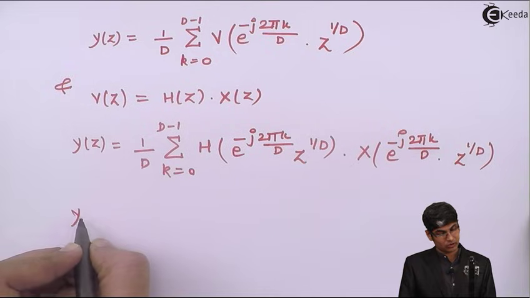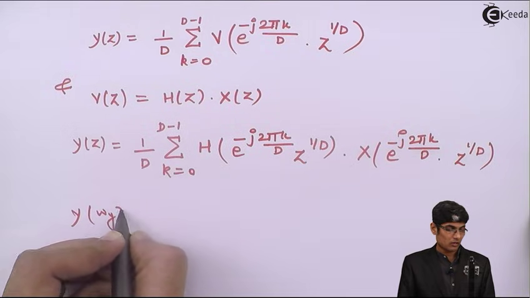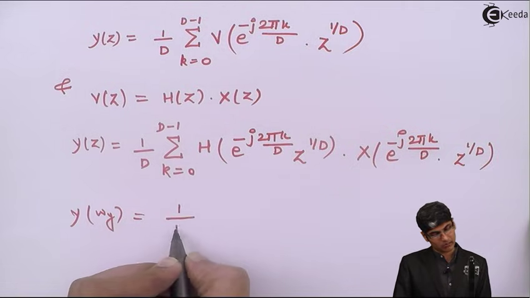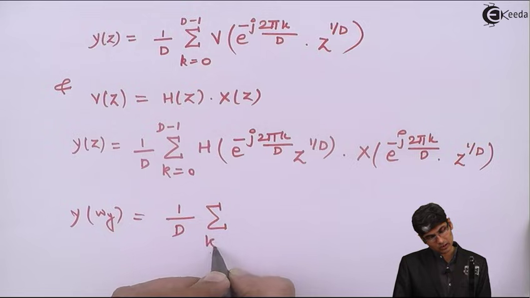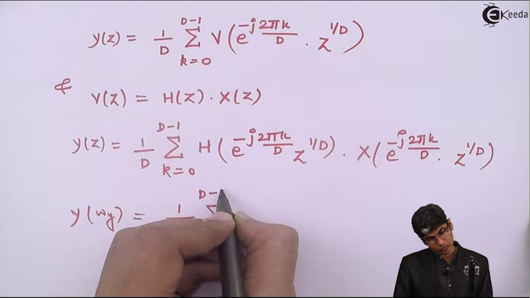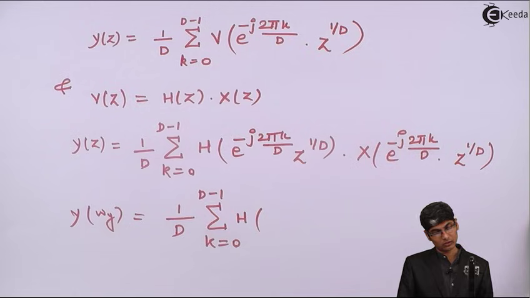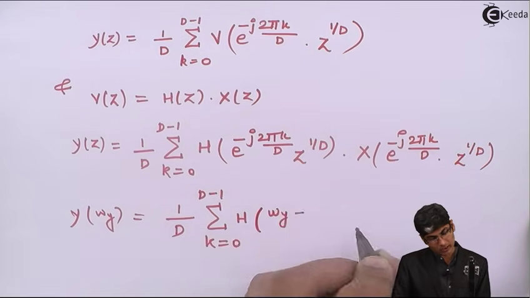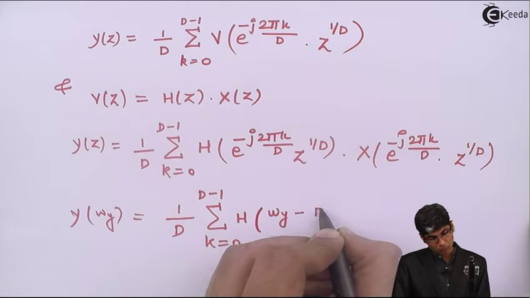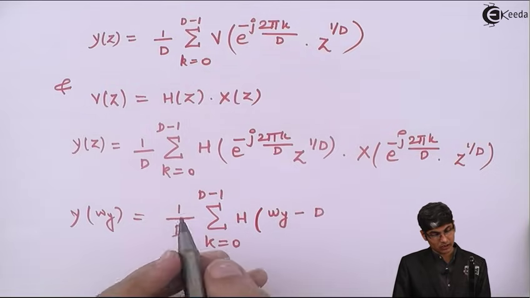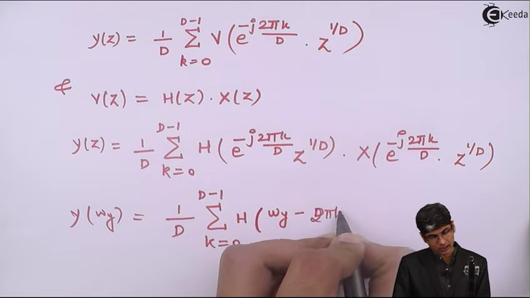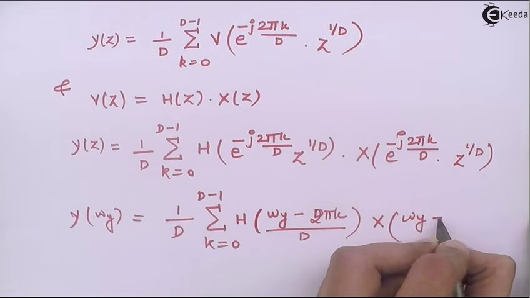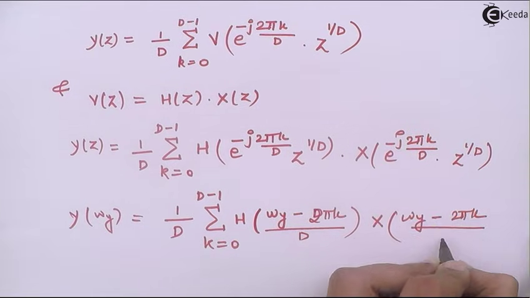Then if you substitute z is equal to e raised to j omega y, you are going to get 1 over d summation k goes from 0 to d minus 1 of h of omega y minus 2 pi k over d, and x of omega y minus 2 pi k over d.